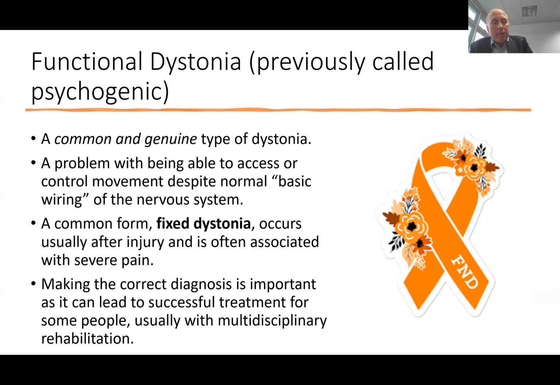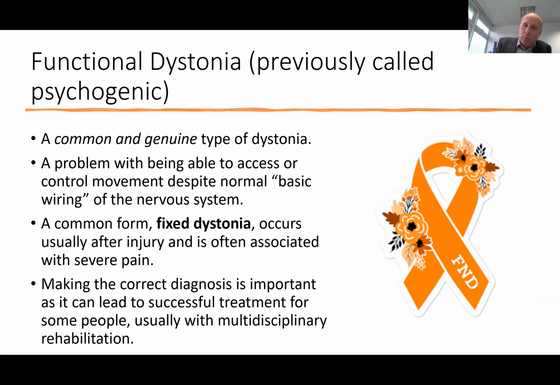Now, as I said, making the correct diagnosis is important, can be a bit difficult sometimes, but it is important because there are particular types of treatment which can be more useful for people with functional dystonia, particularly multidisciplinary rehabilitation. So that's working with a group of professionals like neurophysiotherapists, clinical psychologists, occupational therapists, sometimes neuropsychiatrists, neurologists. So working all together to try and improve symptoms.